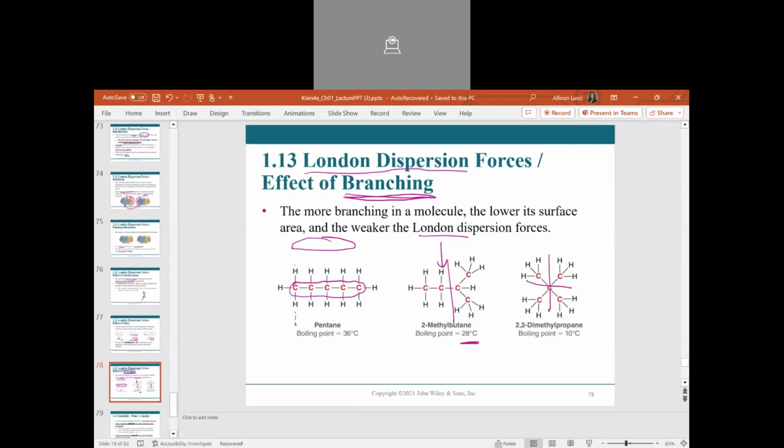And then if we look at this molecule here, we can see that it's completely branching from that central carbon atom. We have 4 branches coming out, and therefore the lowest boiling point due to the lowest London dispersion forces being present. So you should note all of the properties that are affected based on these intermolecular interactions, and we will continue with another property, specifically solubility, in the next section 1.14.